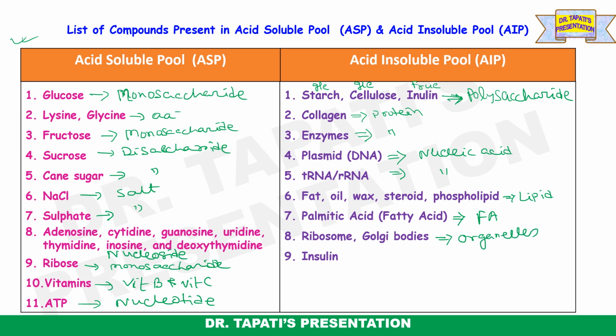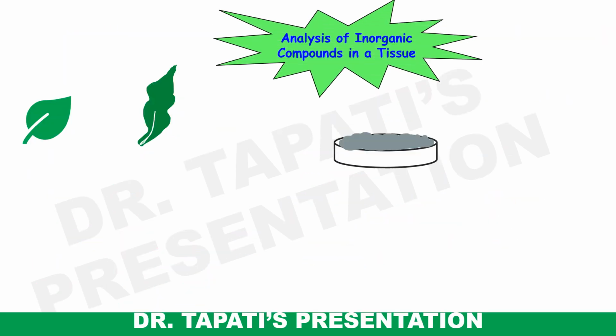So, therefore, they are present in the acid insoluble pool. Insulin is protein in nature, so it is a biopolymer, so it should be present in the acid insoluble pool. Now let's do the analysis of inorganic compounds in a tissue.